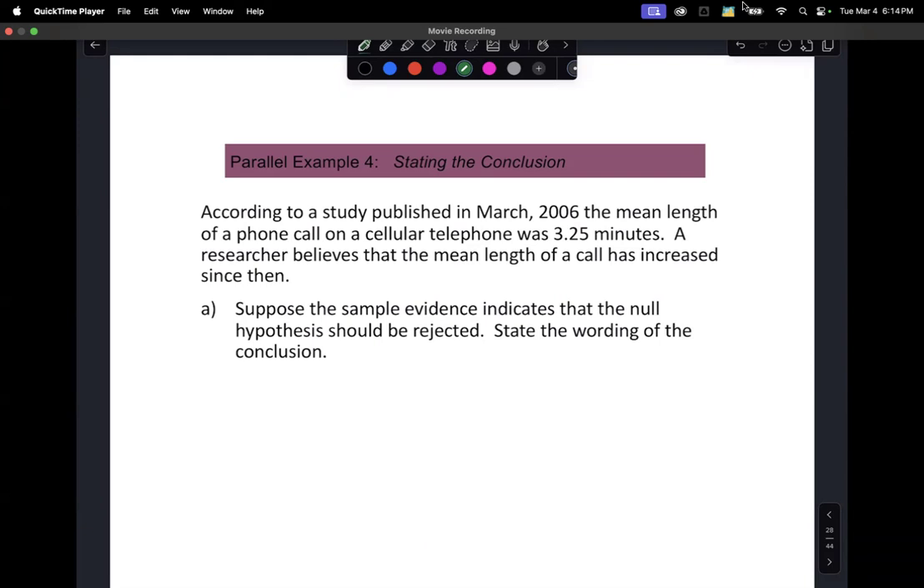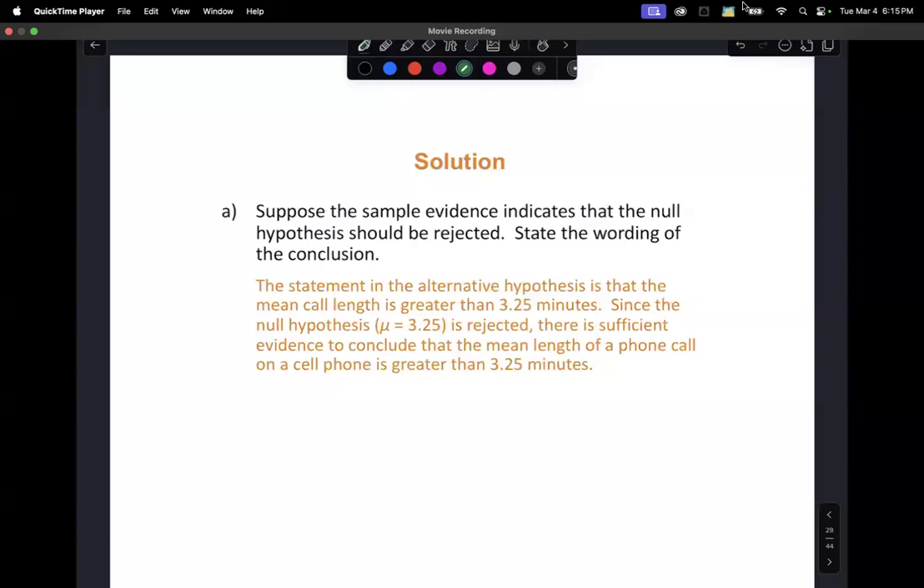So we are using the cell phone example where cell calls are 3.25 minutes. We believe that the length of the call has increased. So the sample evidence indicates that the null hypothesis should be rejected. Here's the textbook's words: the statement in the alternative hypothesis is that the mean length of a call is greater than 3.25 minutes. Since the null hypothesis is rejected, there is sufficient evidence to conclude that the mean length of a call on a cell phone is greater than 3.25 minutes. That's a lot of words.